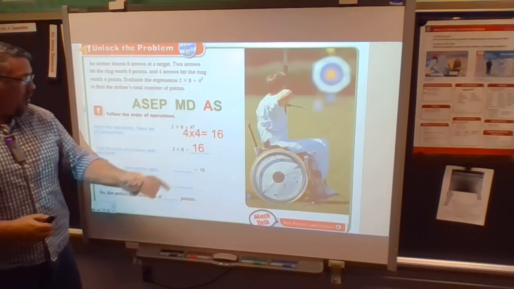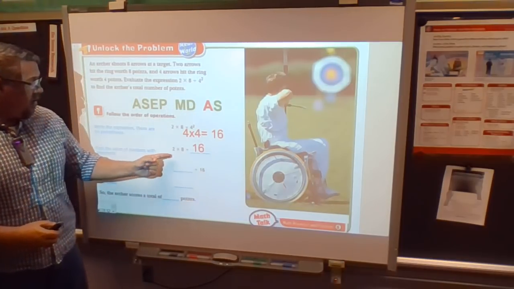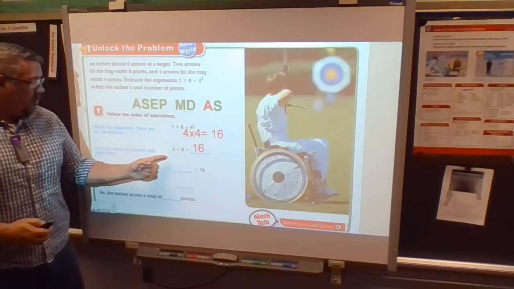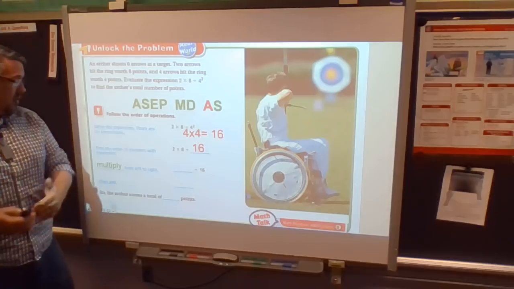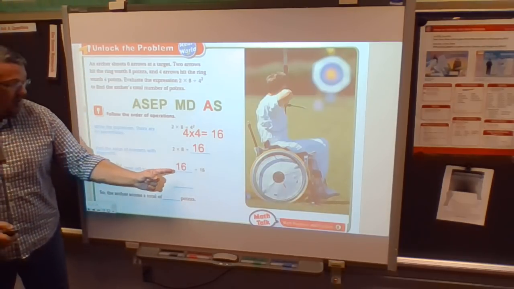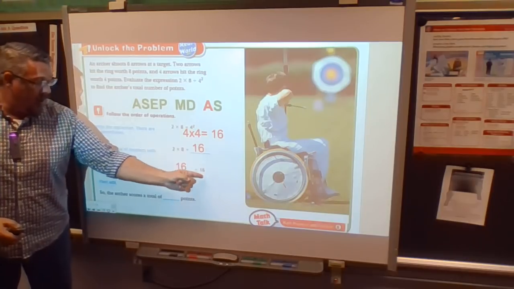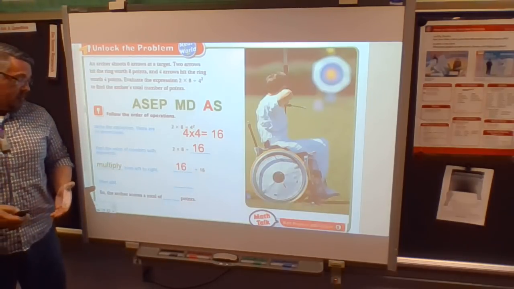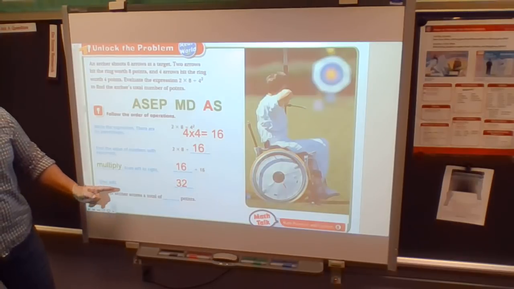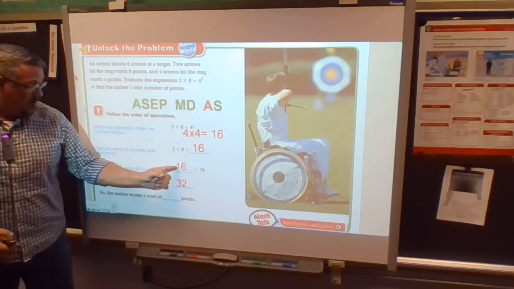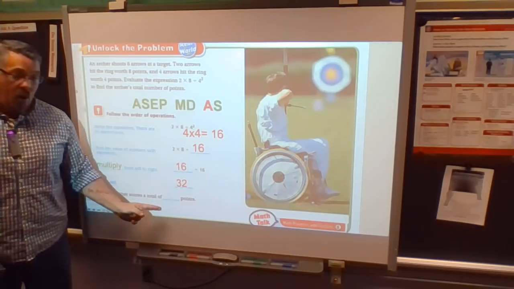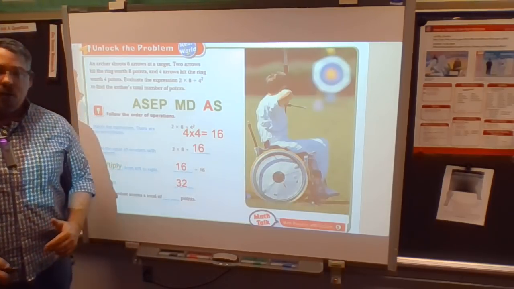Then I have to go to multiplication and division from left to right. It comes first, so I have to do 2 times 8, which is 16. So I'm going to multiply from left to right. 2 times 8 is 16. Bring down the plus, bring down the 16. That leaves me with addition, because I'm going to add then from left to right. 32, because 16 plus 16 makes 32. So the archer scores a total of 32 points.